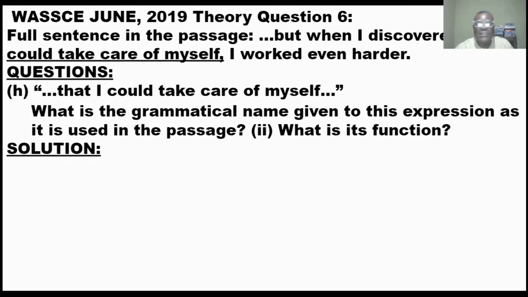Now, we already know it's not a noun because it's not a single word. But then it contains a subject. I is a subject. Could take care is a verb phrase. So it contains a subject and a verb. So it is a clause. And here we can conclude it is a noun clause. Now, what is its function? We can do this by analyzing the sentence.